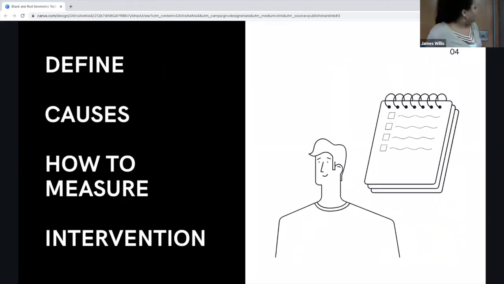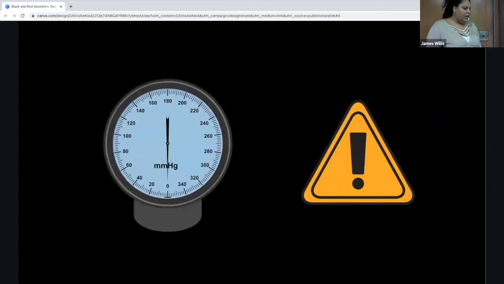So I'm going to first define acute compartment syndrome, talk about some causes, how we measure compartment pressures, and intervention. So what is acute compartment syndrome?